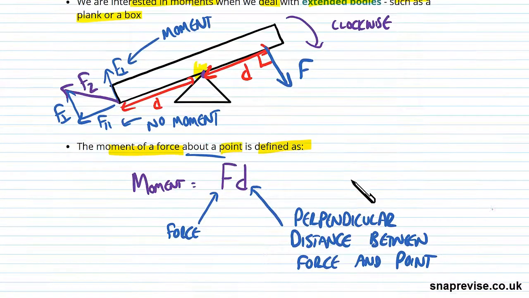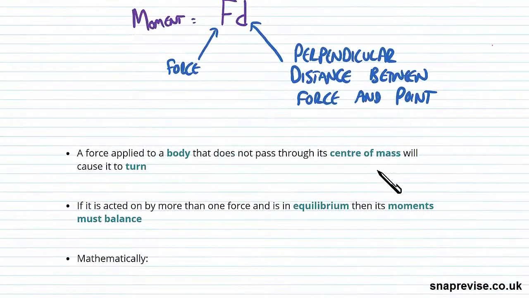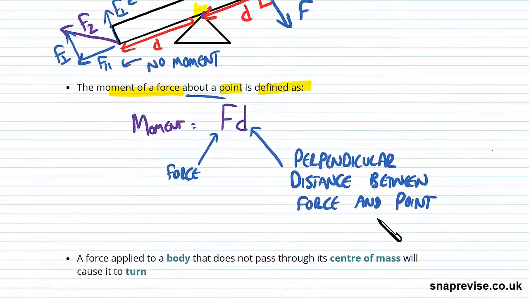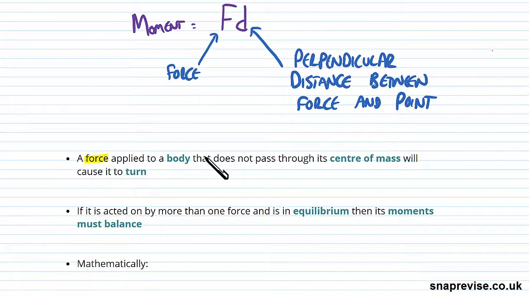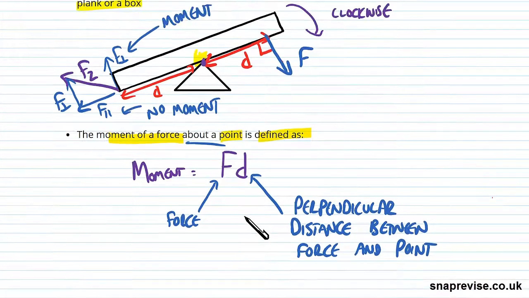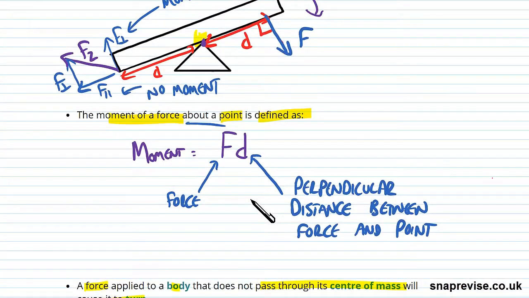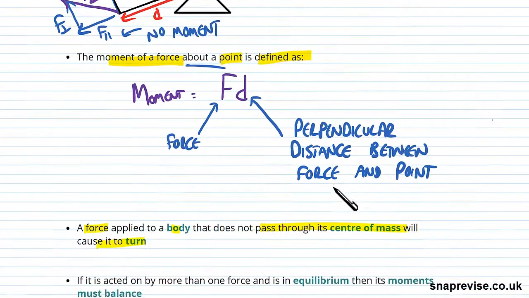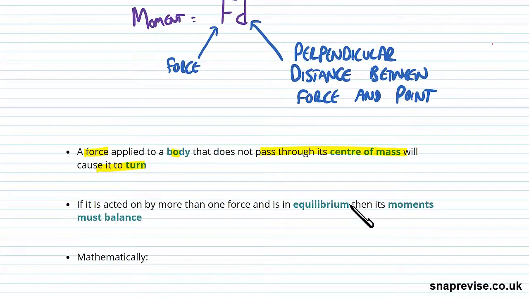So picking back up from where we left off, we're now going to look further at moments. A force, as we were just discussing, applied to a body that does not pass through its centre of mass will cause it to turn. As we can see here with this pivot, but also in general with something, if the force doesn't pass through its centre of mass, we will apply a turning force to this body.